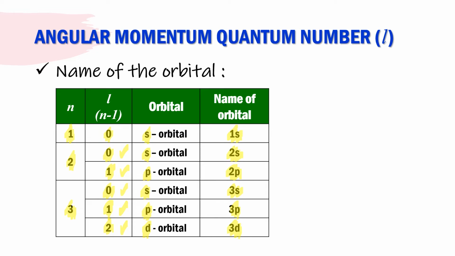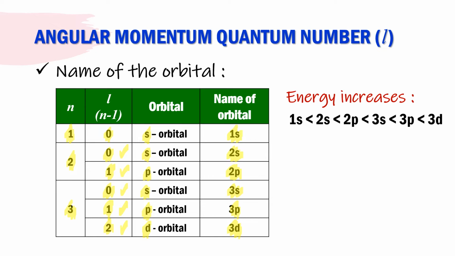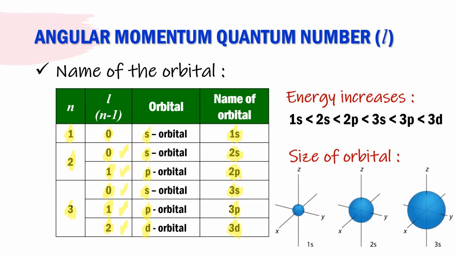The energy of the orbital increases from 1s, 2s, 2p, 3s, 3p, and so on. The size of the orbital also increases according to the increasing of energy. For example, the size of the 1s orbital is smaller compared to the 2s and the 3s orbital.